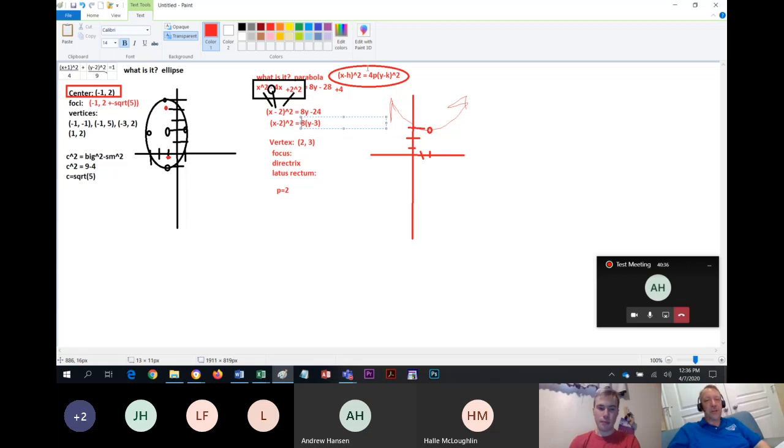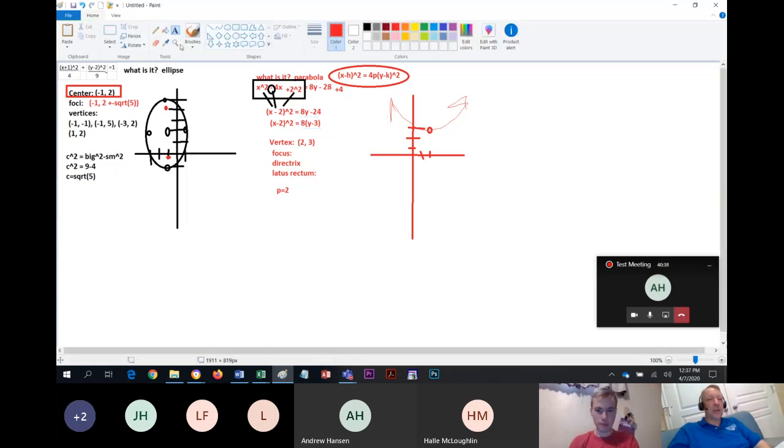So your focus is going to be 2 units up, and this is where drawing is going to help me. If I go up 2 units, 1, 2. Now this coordinate here, whoops, I drew a line there. I meant to draw a circle. But that point there is your focus. And so what are the coordinates of that point?